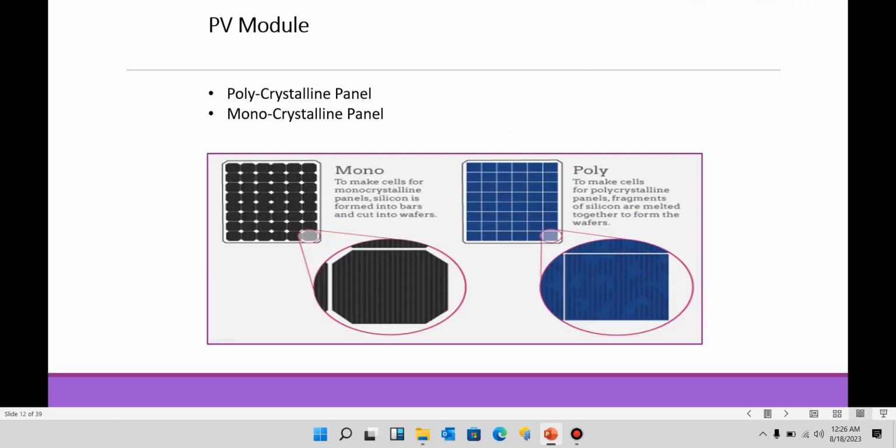The main component of a solar system is the PV module. There are two types of PV module: number one, a polycrystalline panel, and number two, a monocrystalline panel. To make the cells for a monocrystalline panel, silicon is formed into bars and cut into wafers, as you can see in the symmetrical picture on the right side of the screen. Whereas to make the cells for polycrystalline panels, fragments of silicon are melted together to form the wafers, which is clearly shown on the right side of the screen.